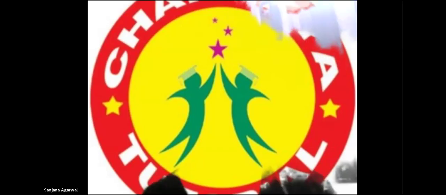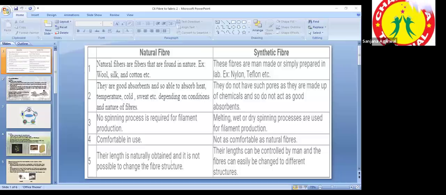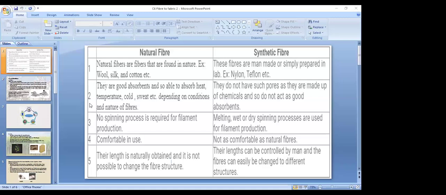Can you see the screen? No, ma'am, it's loading. Yes, ma'am.